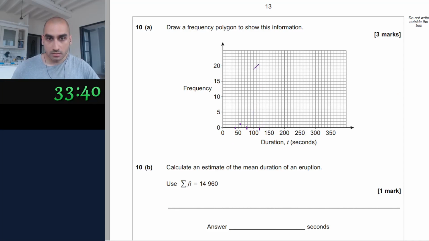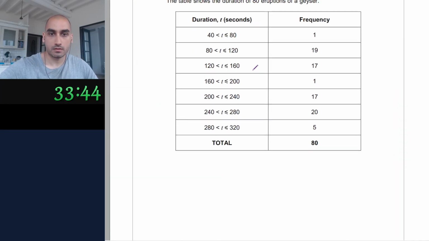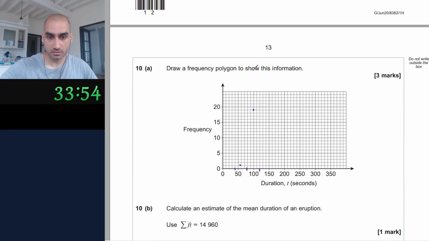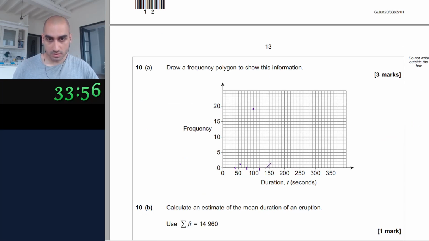Is 19. 120 to 160. Okay, fine. So the midpoint, 140, 17. All right, so 140, 17.